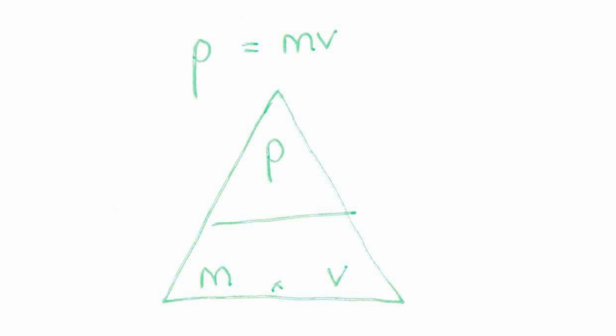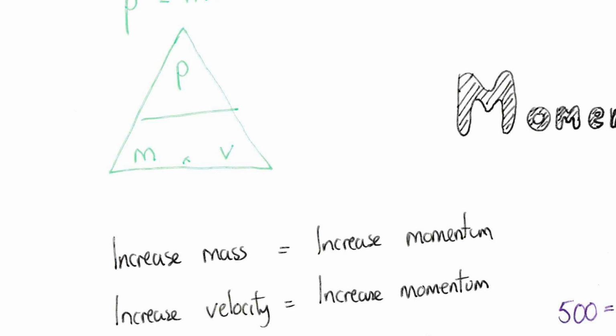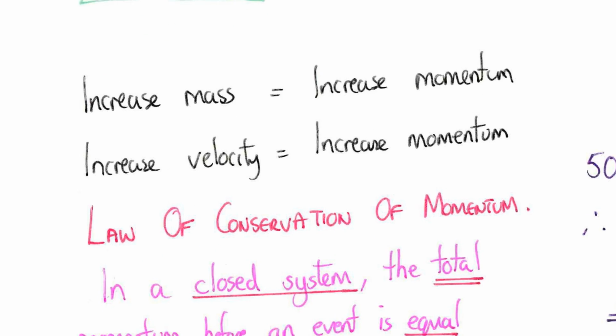The symbol for momentum is P, symbol for mass is M, symbol for velocity is V, and again it can be put into a triangle like that, so you can come up with different values of M, P and V. Just a couple of things to notice. If you increase the mass of an object, you would increase the momentum it has. And if you increase the velocity of an object, you will increase the momentum that it has.